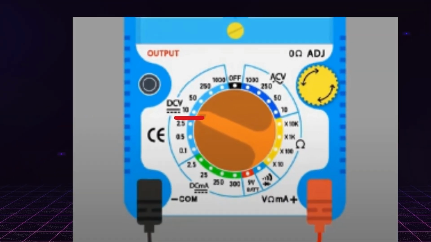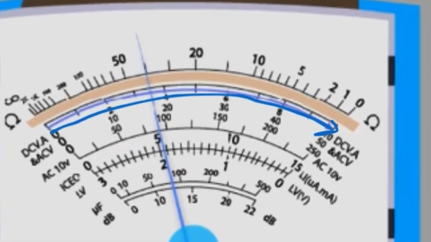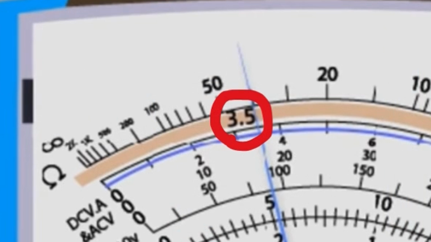Next, select the 10V scale on the multimeter, which is the closest higher value to the 3.5V battery voltage to be measured. We will read a 10 volts scale, 0 to 10 scale, because we select 10 volts value in the range selector knob. So the pointer shows a 3.5 volts value in the multimeter, which means that the value of a battery is indeed 3.5 volts, which is a good battery and not a defective battery.